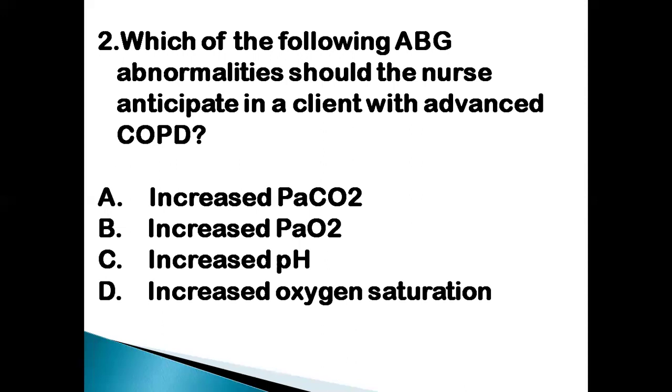Increased pH has nothing to do with COPD. COPD is mainly an oxygen intake and carbon dioxide elimination problem. So there is an increased PaCO2: there is so much carbon dioxide inside that is not being eliminated. That is the problem in COPD, right? So this is what the nurse should anticipate. No need to anticipate increased pH. So according to the condition, what should be anticipated? The answer is increased PaCO2. Got the point?